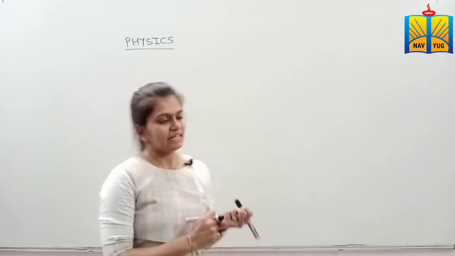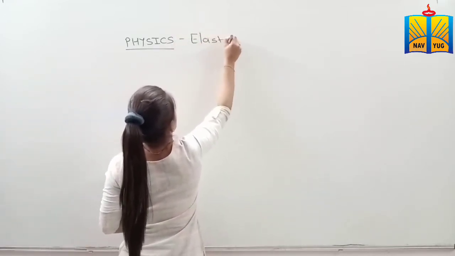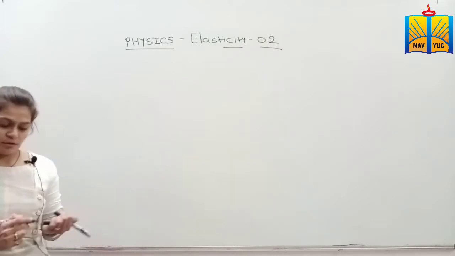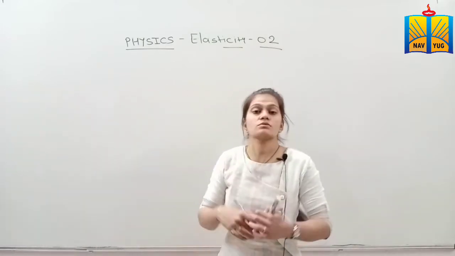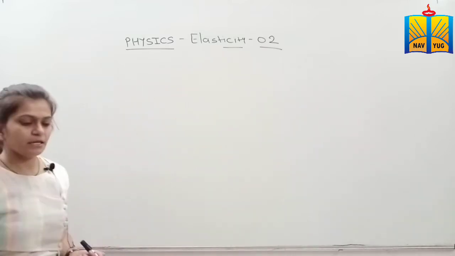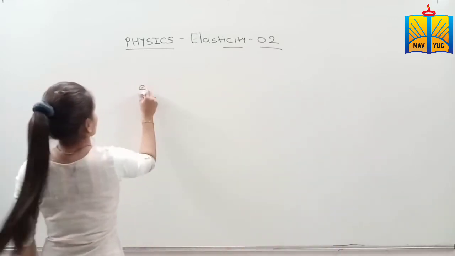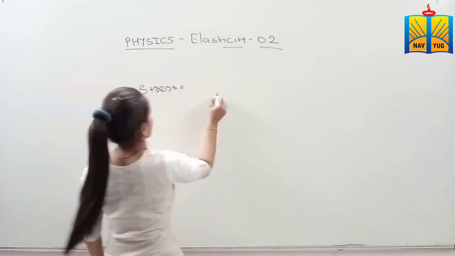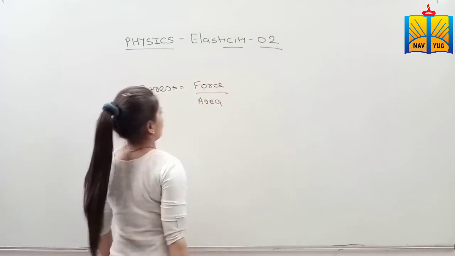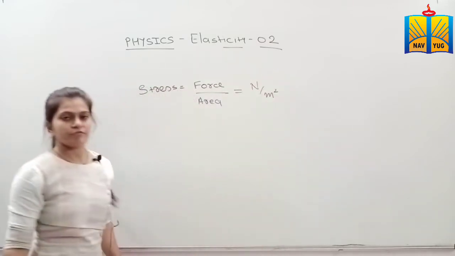Right now we are studying the elasticity chapter, and this is the second lecture of this chapter. In the previous lecture we covered what stress is. As we apply an external force on any body, it reacts. The equation of stress is stress equals external force divided by area, and the unit of this is Newton per meter square. That is the unit of stress.